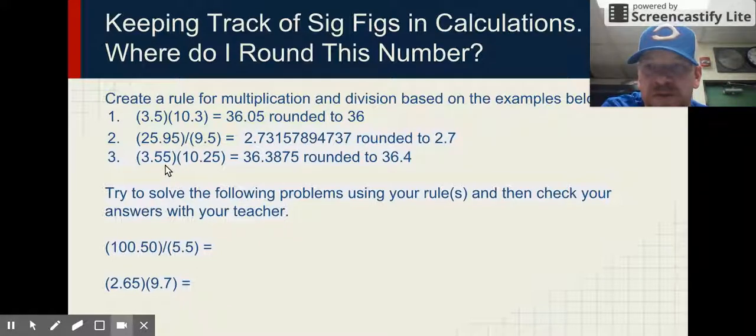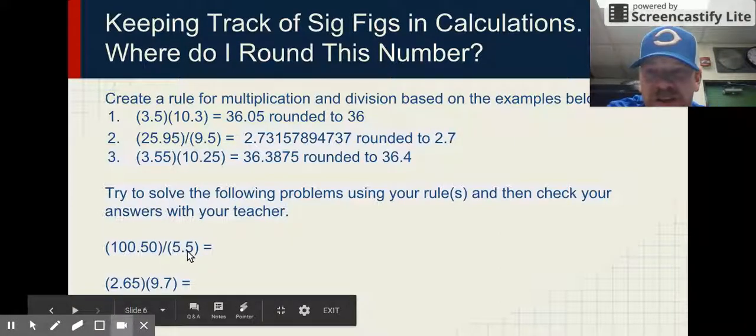Here again, 3 significant figures, 4 significant figures. This is what my calculator gives me. I have to round it to 3 significant figures. 1, 2, 3. The 8 rounds up, 36.4. So in these, whatever your calculator gives you, there's 5 significant figures in 100.50, 2 significant figures in 5.5. My final answer can only have 2 significant figures. Same thing here, 3 significant figures in 2.65, 2 significant figures in 9.7. Whatever my answer is should have 2 significant figures.